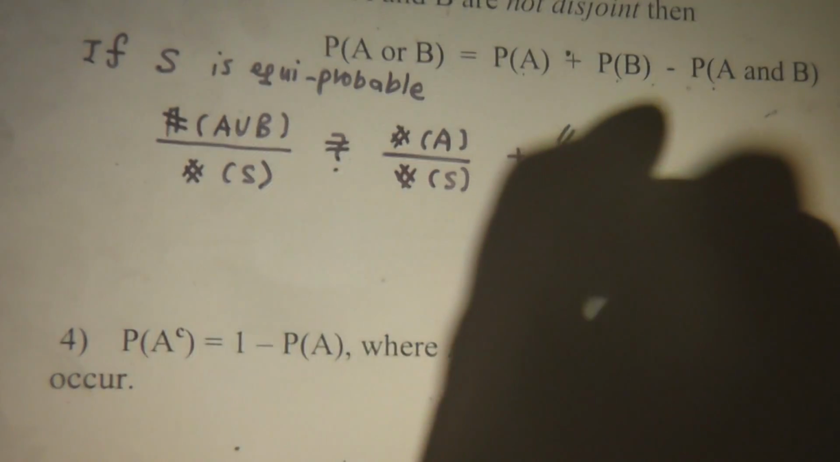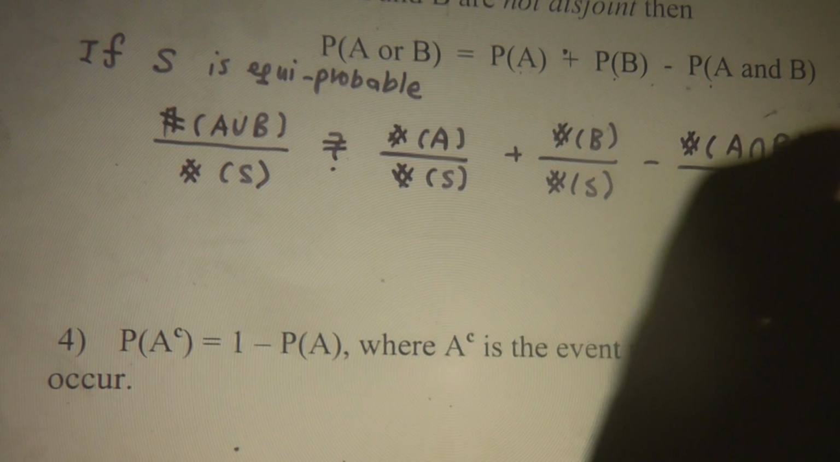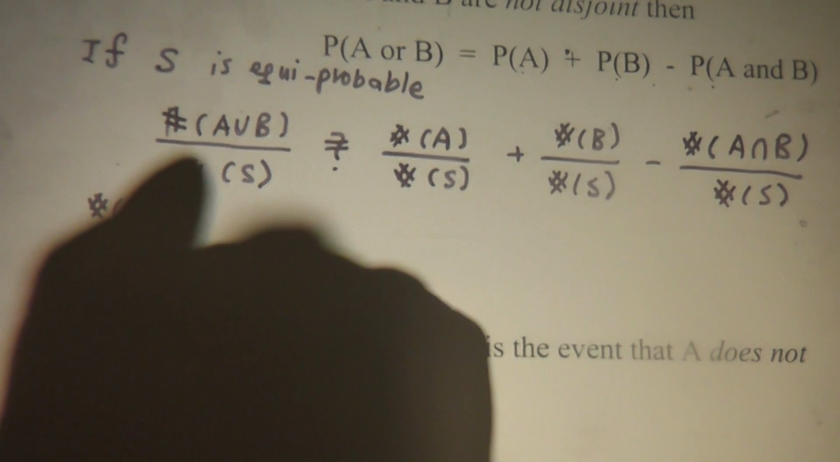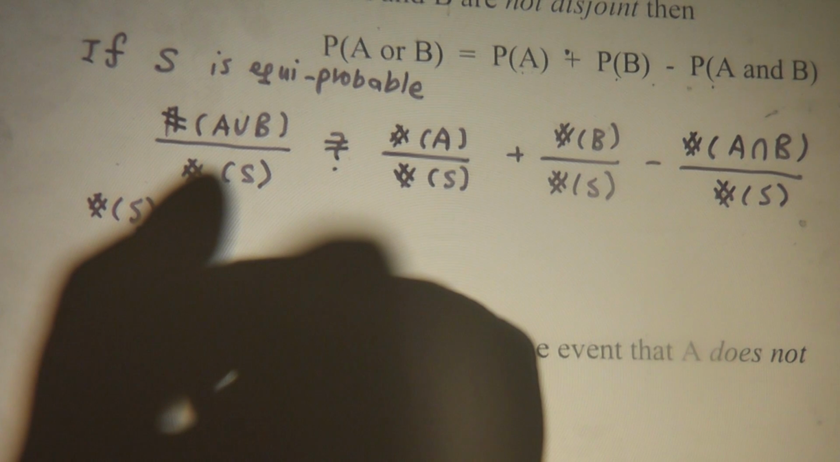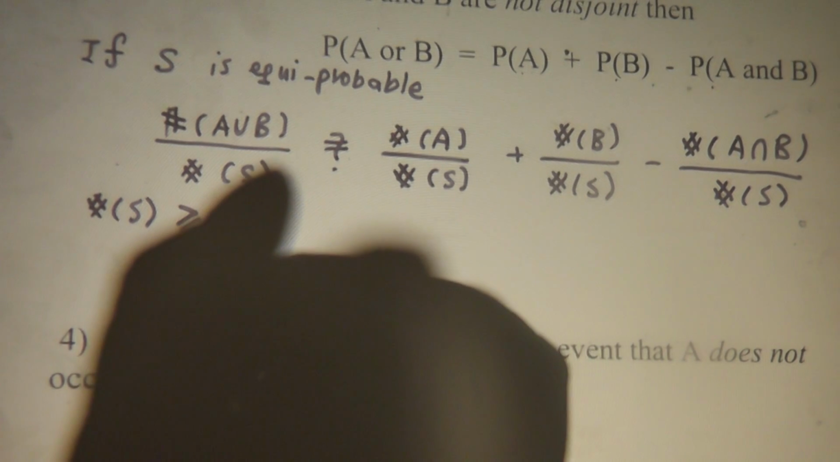PA, number of outcomes in A, divided by number of outcomes in the sample space. PB, number of outcomes in B, divided by number of outcomes in the sample space. And probability A and B can be written as number of outcomes in A and B divided by number of outcomes in the sample space. But number of outcomes in the sample space, this is a number of possible outcomes. S is the sample space of the random experiment, and therefore this number must be greater or equal to 2.